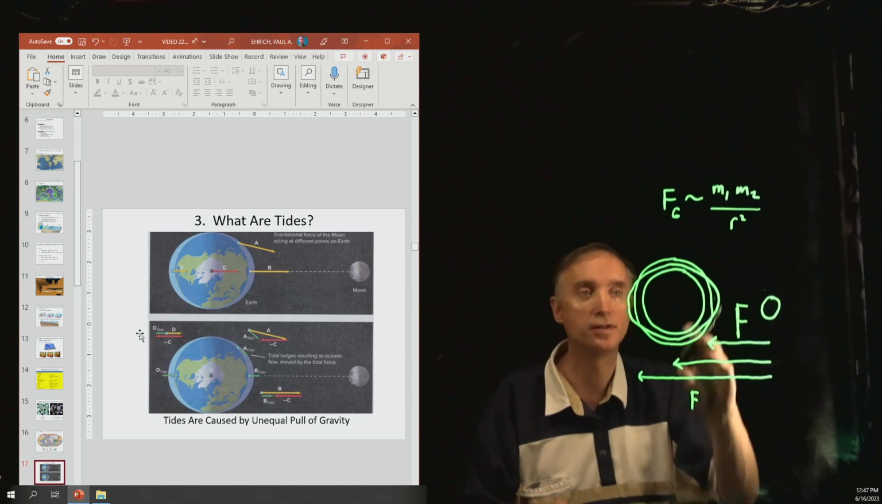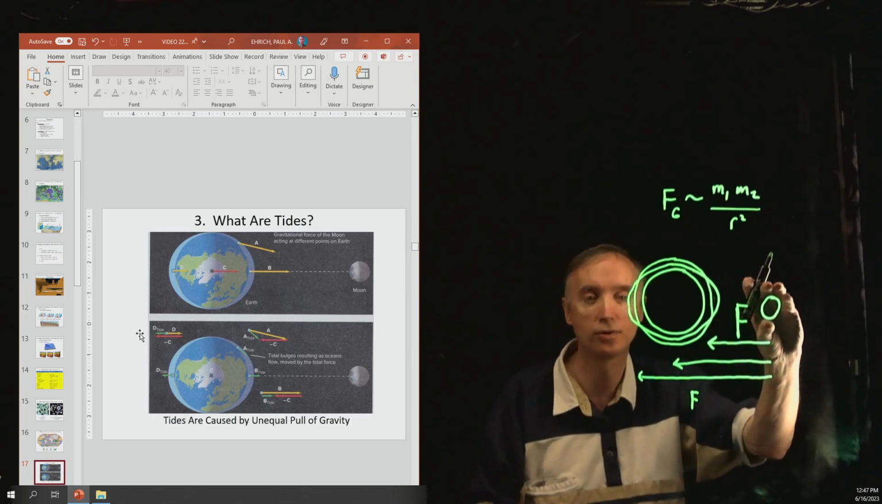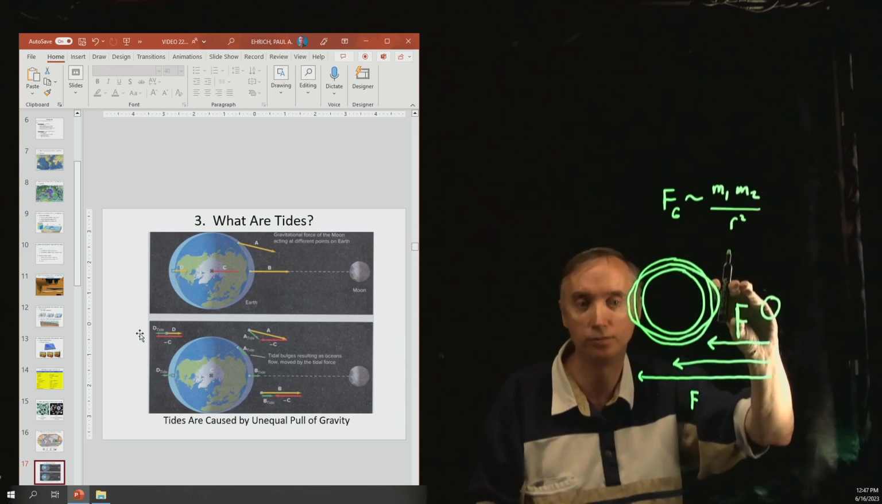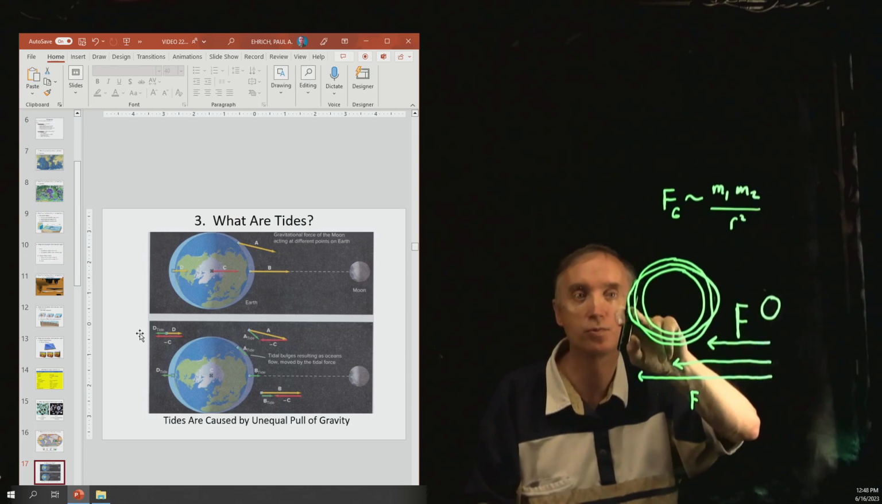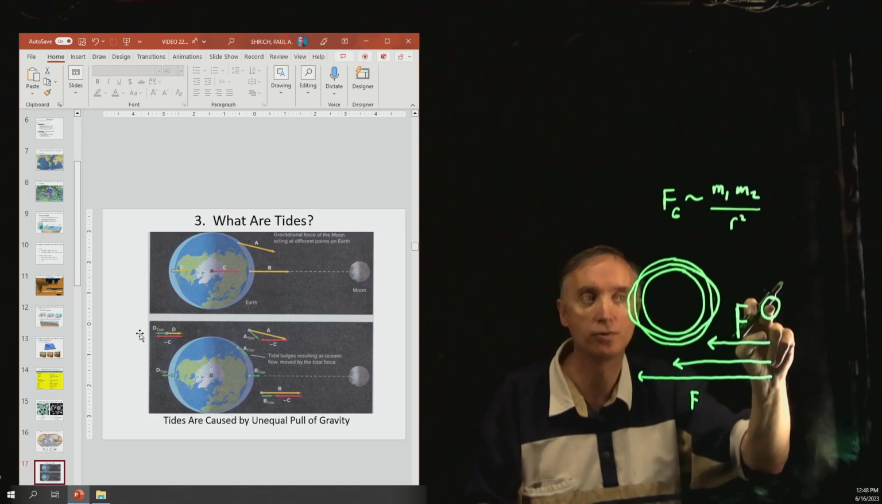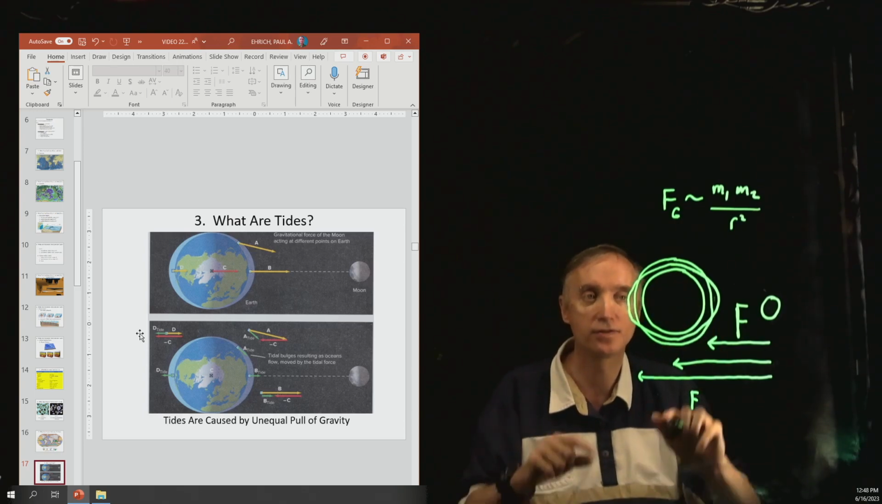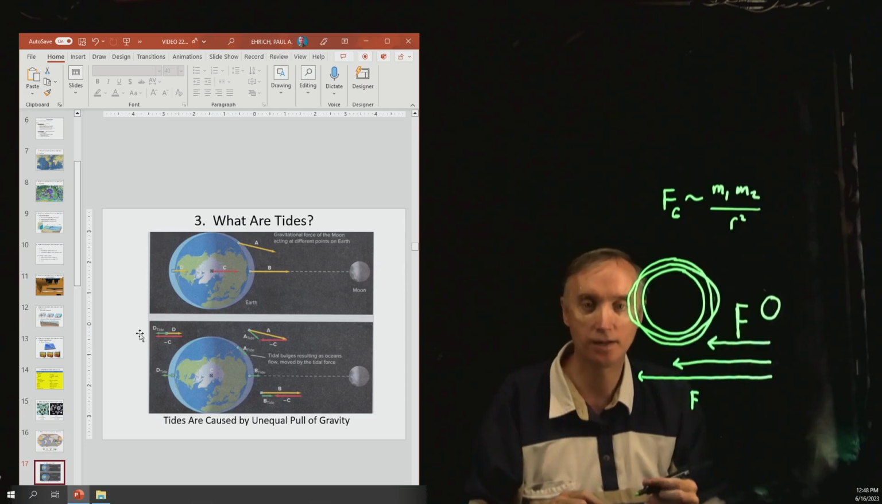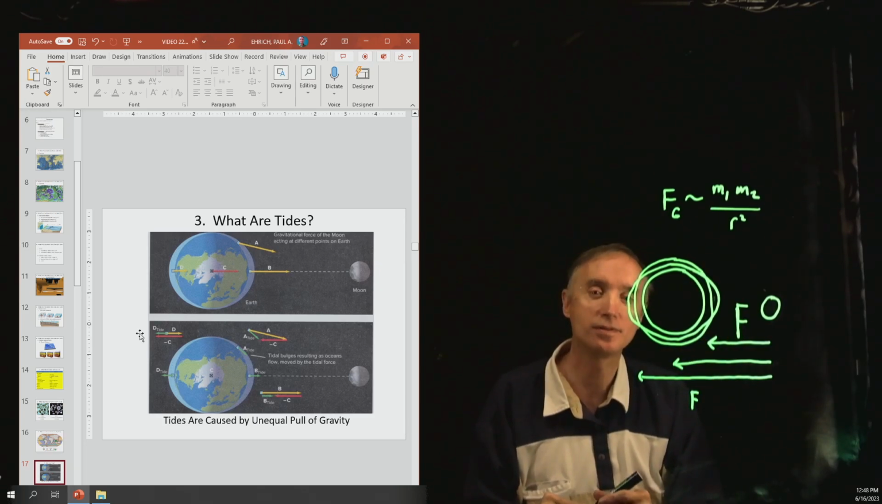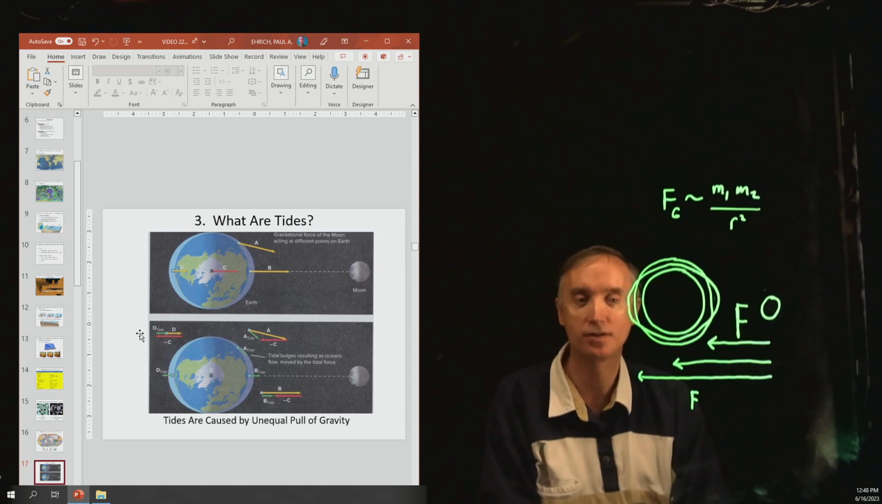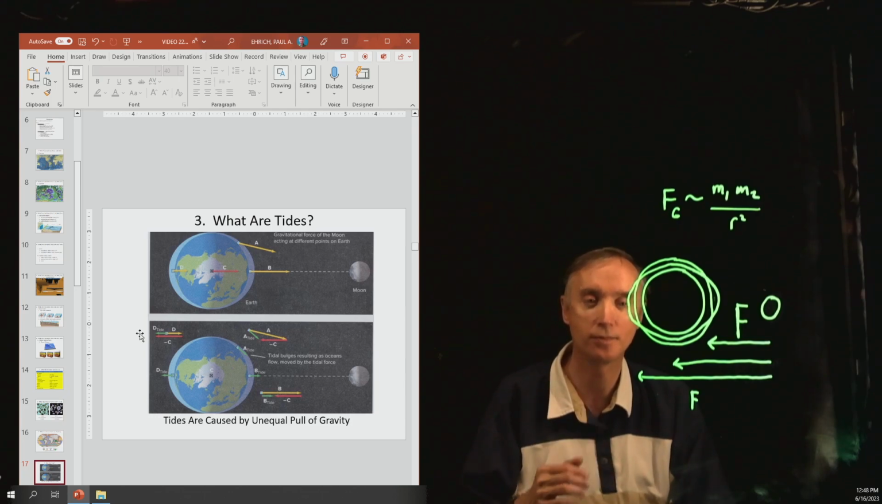So what happens is this water is being pulled towards the moon. The Earth is being pulled towards the moon, but not as much. And then this water is also being pulled towards the moon, but not as much as the Earth, so it kind of gets left behind. That's the reason why you've got these two tidal bulges. Now that was the simplified version. If you really want to know what is causing the tides, you have to know something about mathematics and vectors in order to understand this, so take an oceanography course, but this is going to be good enough for us.